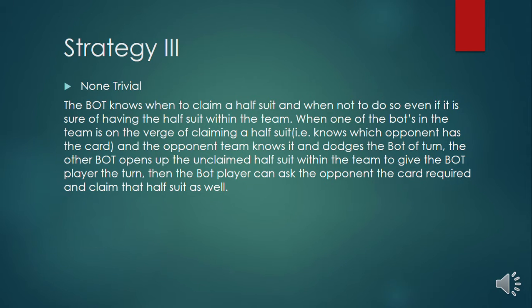For instance, for strategy 3, the opponent asks a card of the bot player. The bot doesn't have the card and the bot gets the turn. After that, the bot makes a call-out within the team claiming a half suit, and passes the turn to the other bot player. After that, the bot asks a card from the opponent player, and the opponent player has the card. The card changes hands to the bot player. The bot player claims the set, and both teams score 2 points in 2 moves.